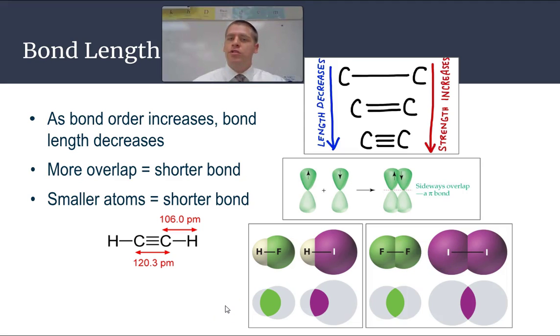So valence bond theory is trying to help us understand how exactly these bonds are being formed, right? And we understand this from the perspective of overlapping orbitals, okay? The more overlap there is, the shorter the bond, the stronger the bond. And the smaller the atom, the shorter the bond as well. If you have any questions on any of that, as always, write them down, and we'll get some practice in class.